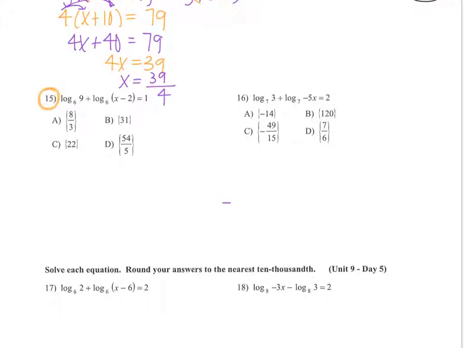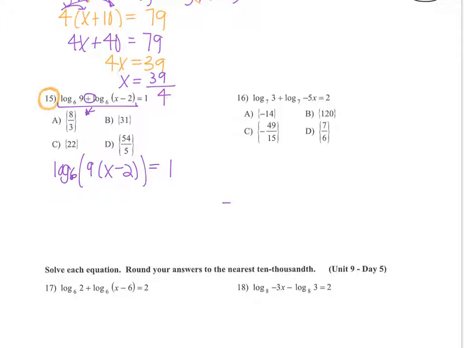Number 15, same idea. We're going to start by condensing the left-hand side. I see a plus sign, so that's going to change to multiplication again. So we have log base 6, parentheses, 9 times (x minus 2). Make sure x minus 2 stays in its own parentheses so that you don't lose it when you are multiplying.